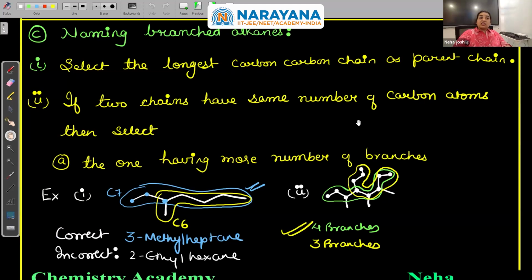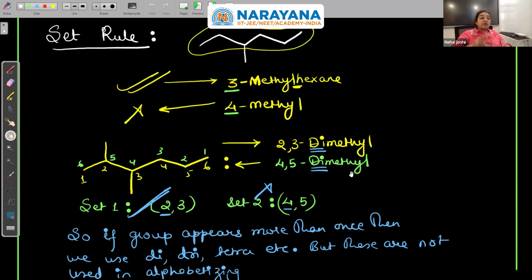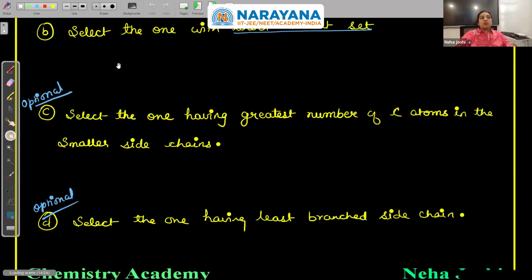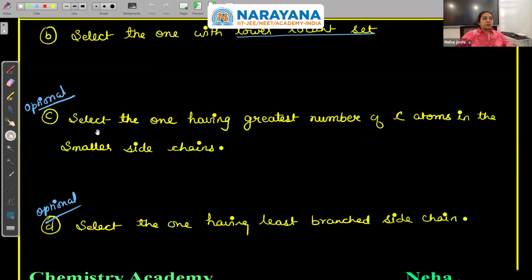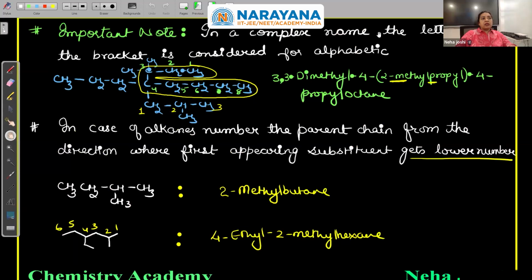Once you are done with this, then you select the longest carbon chain as parent. If 2 chains have the same number of carbons, then select the one which has more number of branches. Okay. If the 2 have the same number of branches, then you select the one which has the lower locant set, lower position set, right? Then comes the position set. Select the one with lower locant set.